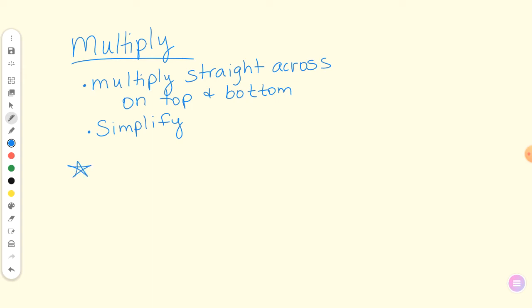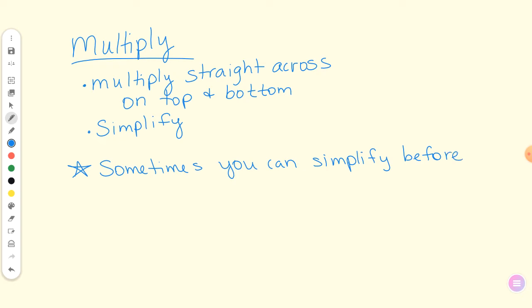I'm going to make a side note. So just draw a little star. And let's write: sometimes you can simplify before multiplying by what?